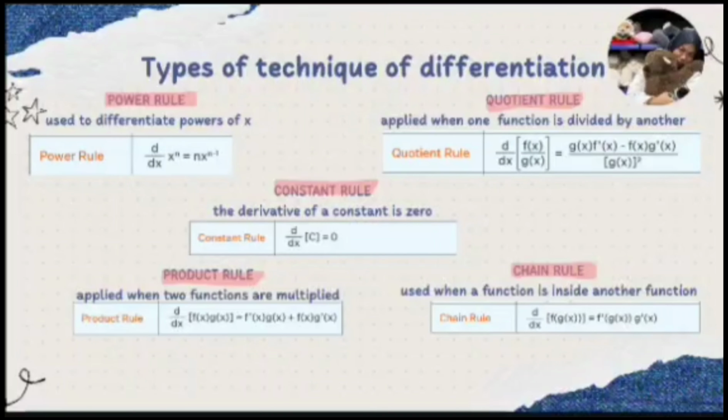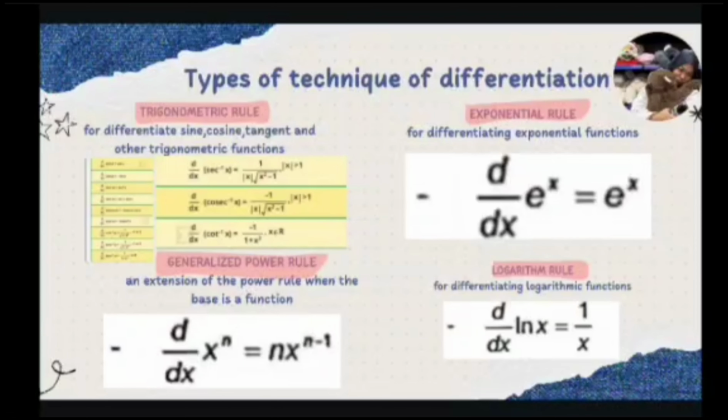Next, types of techniques of differentiation. First, power rule, used to differentiate powers of x. Second, quotient rule, applied when one function is divided by another. Third, constant rule, the derivative of a constant is zero. Fourth, product rule, applied when two functions are multiplied. Fifth, chain rule, used when a function is inside another function. Sixth, trigonometric rule, for differentiating sine, cosine, tangent, and other trigonometric functions. Seventh, exponential rule, for differentiating exponential functions. Eighth, generalized power rule, an extension of the power rule when the base is a function. Lastly, logarithm rule, for differentiating logarithmic functions.